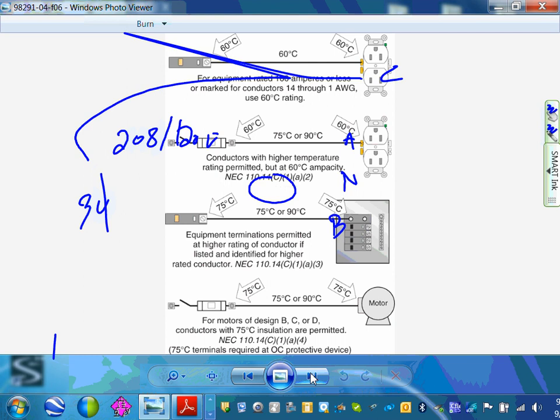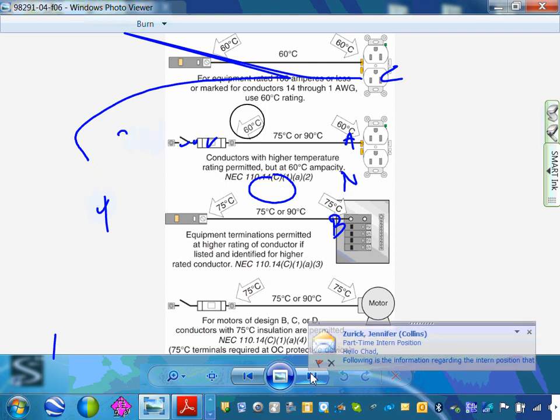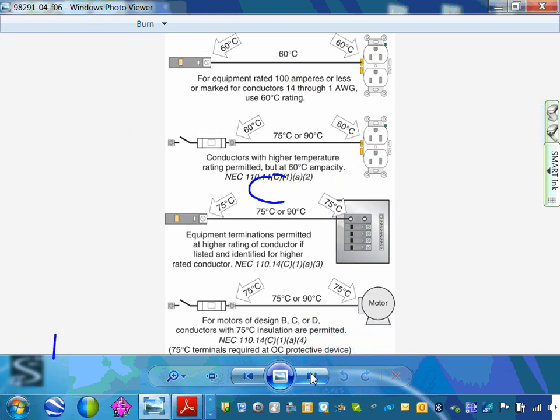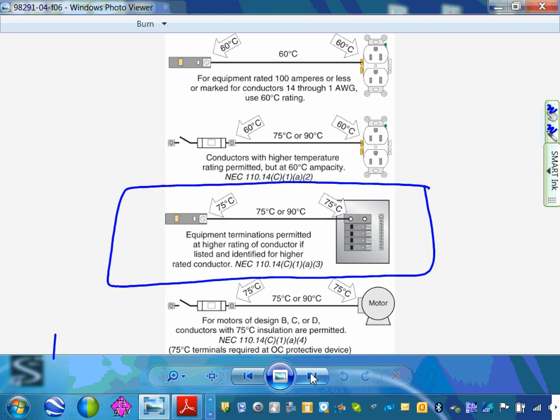This one, we talked about it a lot. I've never seen it in better shape, guys. So please highlight this. Here's where most of the engineering stuff would happen. I would like you to highlight this because probably this is where equipment permitted at a higher rating of conductor is listed and identified for higher use. I want you to highlight this one. Most engineers use this particular one.